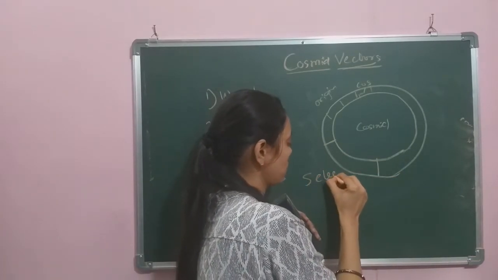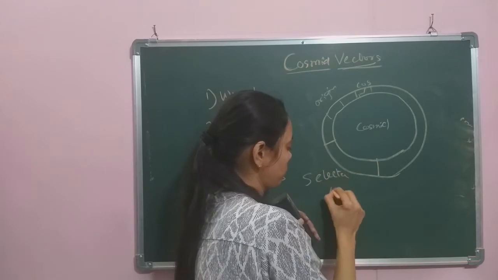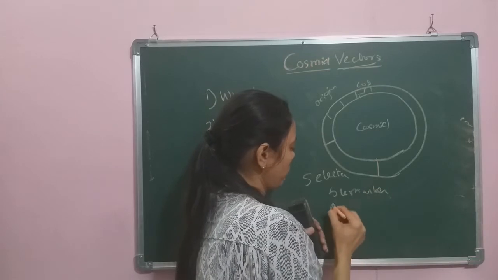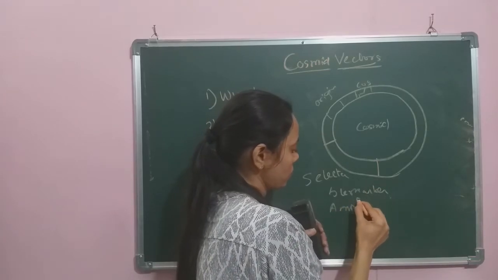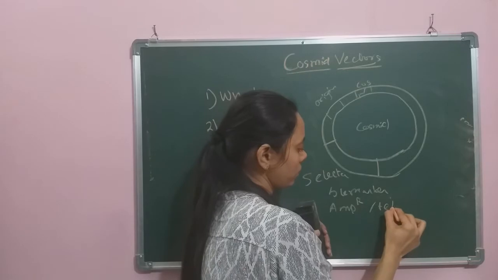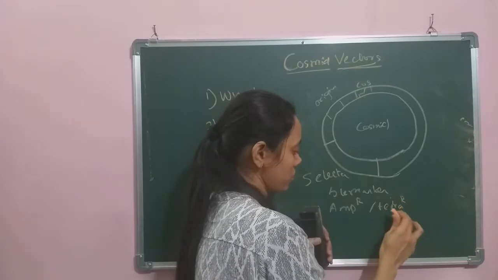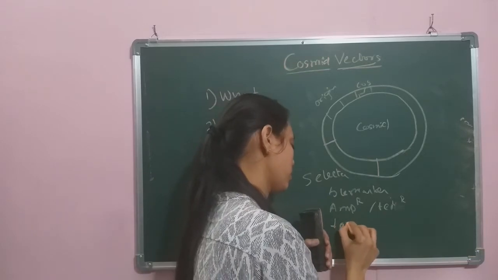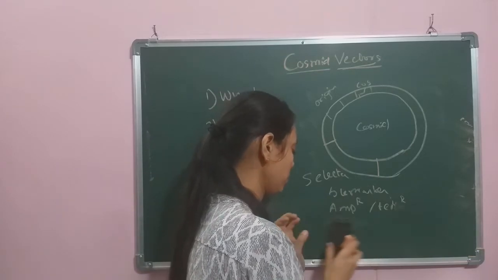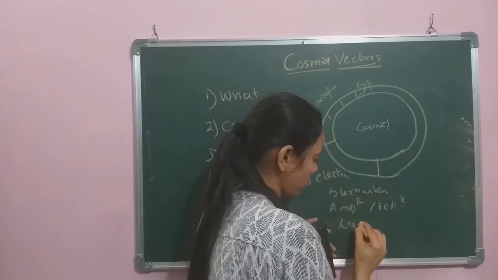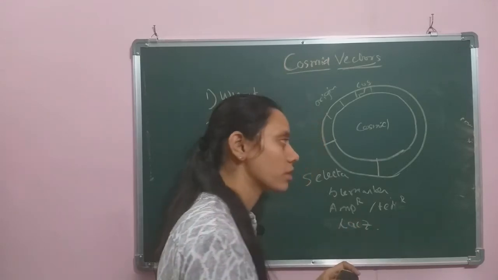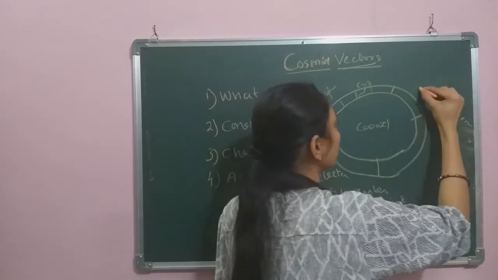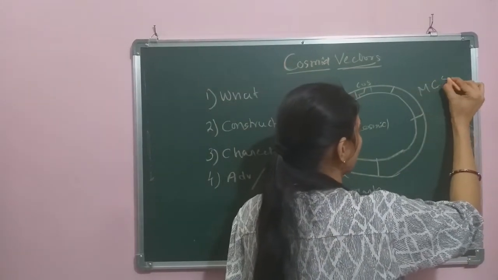selectable markers. That may be ampicillin resistant gene or tetracycline resistant genes, or maybe genes like LACZ, LACZ in case of a pUC vector, and one polylinker or multiple cloning site.